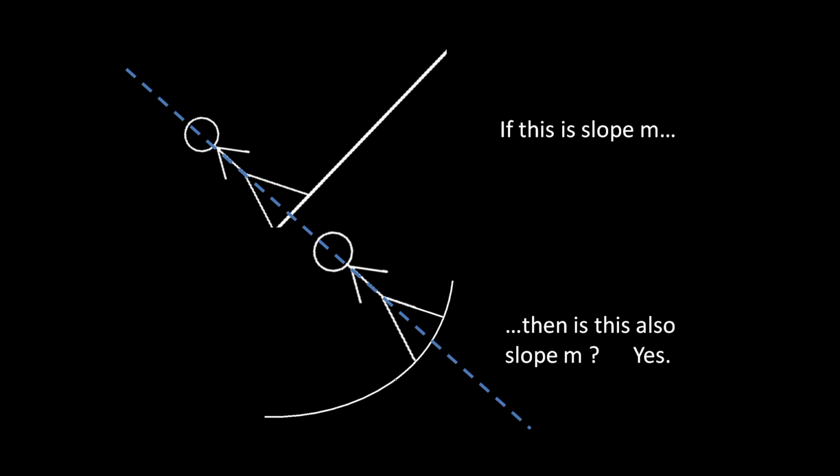Certainly none of that applies to something that's curved. A curved function doesn't have just one slope to it. But what if each individual point of a curve had a slope to it?